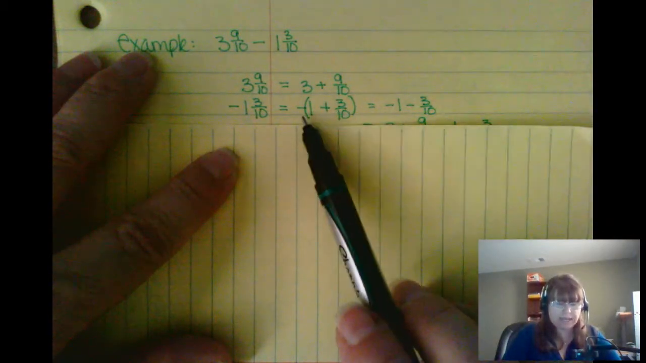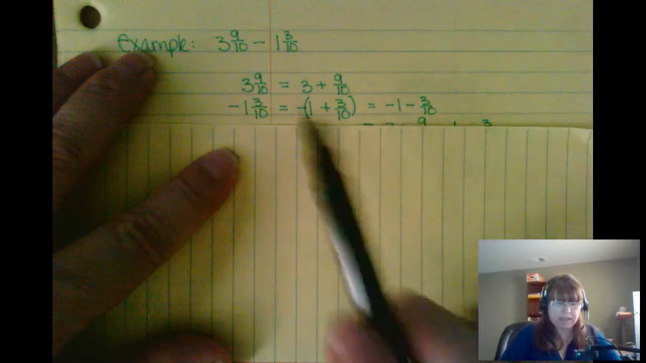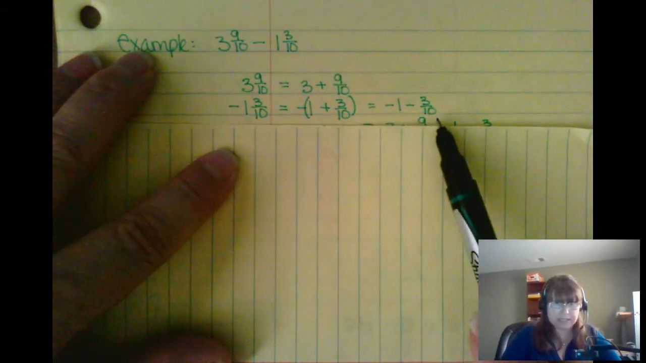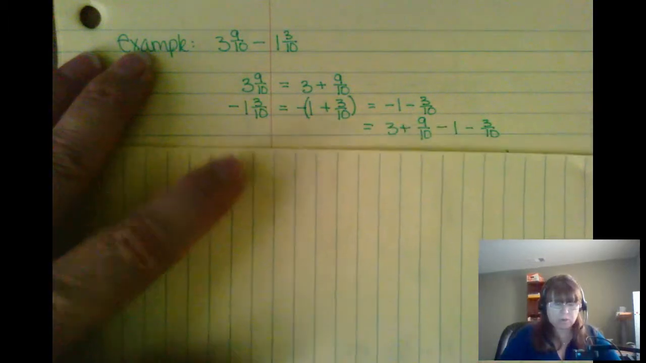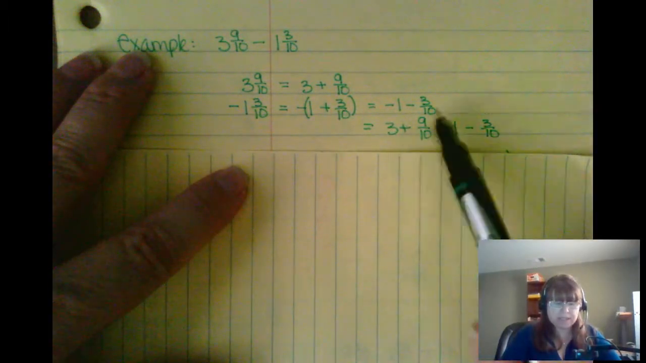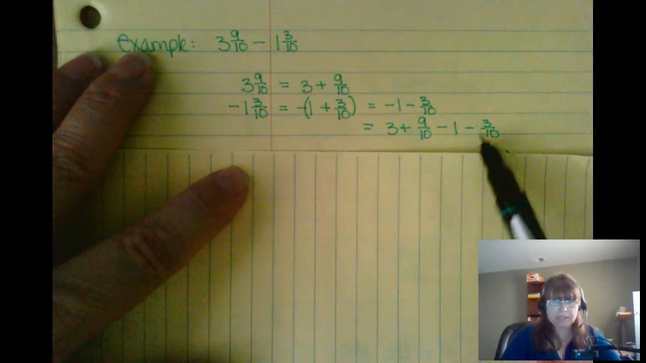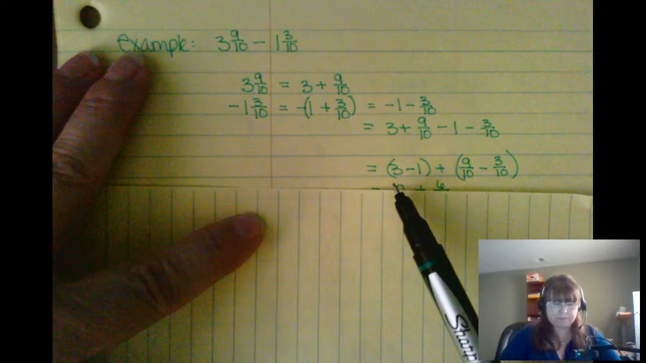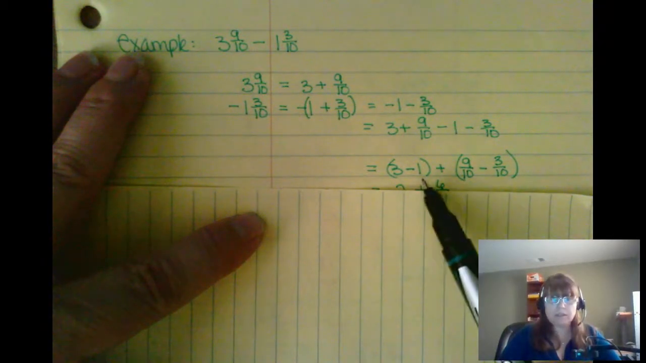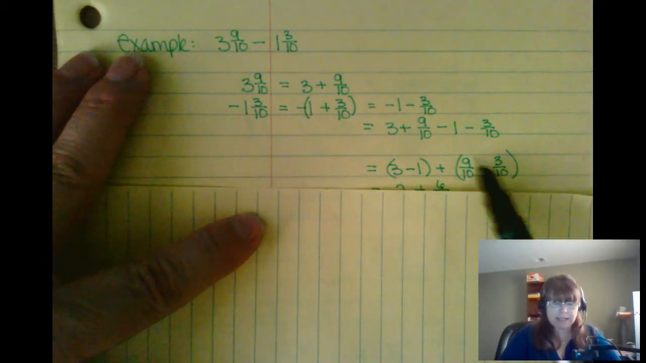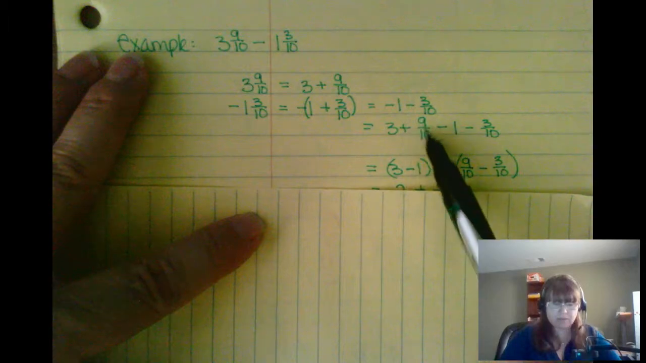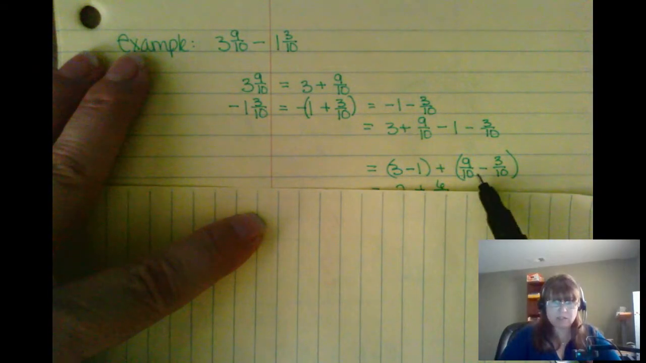Right? So negative times 1 is -1. Negative times plus 3/10 is -3/10. So my new problem is 3 plus 9/10 minus 1 minus 3/10. Combine like terms. 3 minus 1 plus 9/10 minus 3/10. Okay, why is it plus? Because there is a plus for the 9/10, so I gave it to the 9/10.